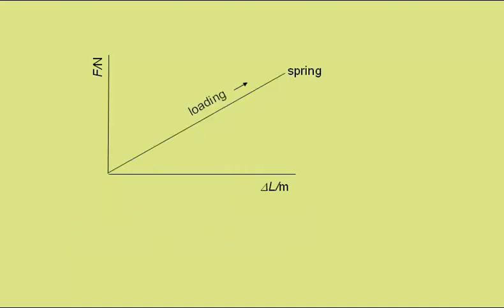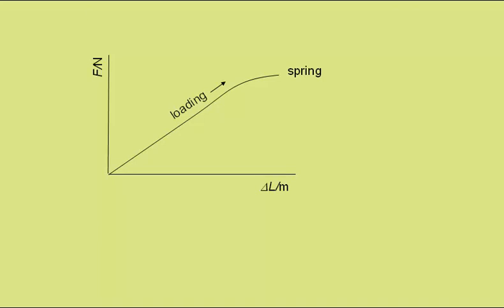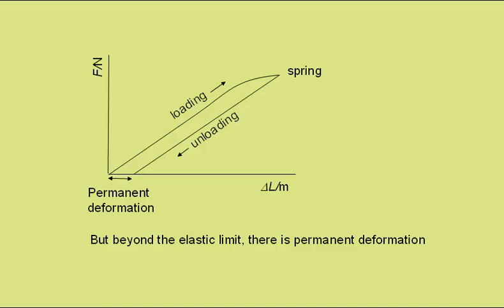The spring follows this line on loading, and returns along the same line on unloading. As long as it is within the elastic limit, the spring would return to its original length, and any energy loss within the spring is negligible. If a spring is loaded beyond its elastic limit, it would return on unloading along this line, and there is permanent deformation. So we can say that if a spring is loaded beyond its elastic limit, it is permanently deformed.